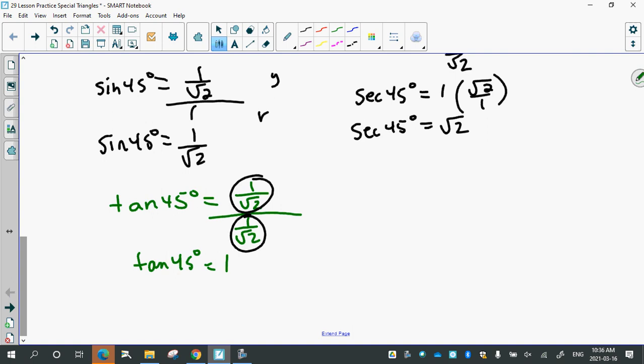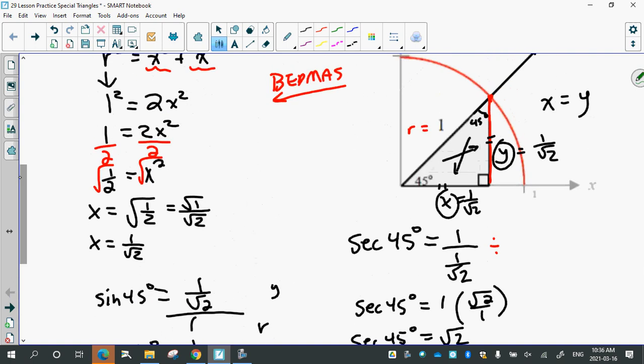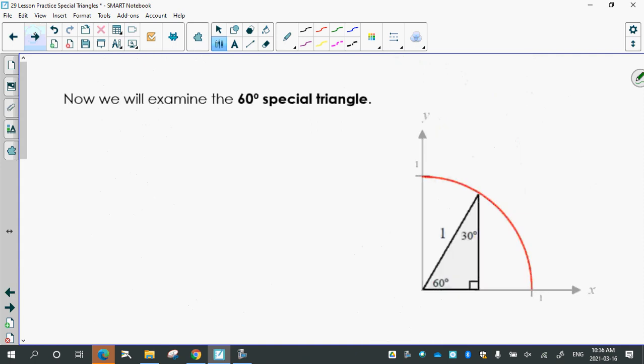Okay, so what I want you to connect is that if you have the 3 sides, then you can get any trig ratio they ask you for just by subbing in the correct sides. Okay? All right, so this is our 45-degree triangle. Now we're going to move on to the 60-degree triangle. It's a bit harder to prove here, but we will.